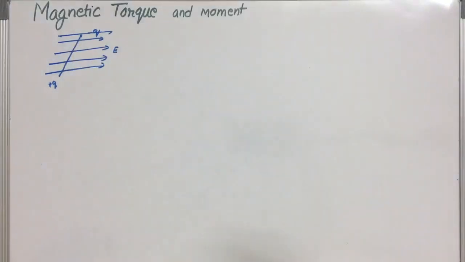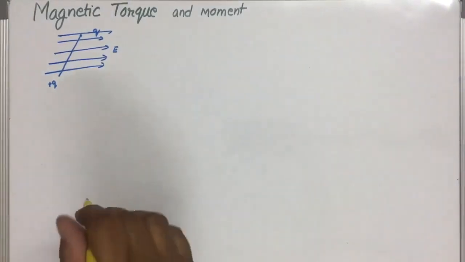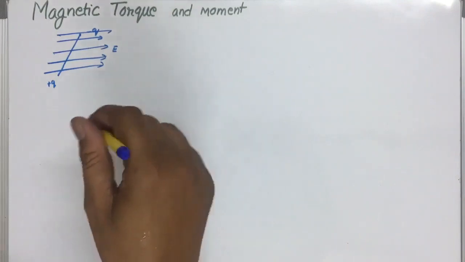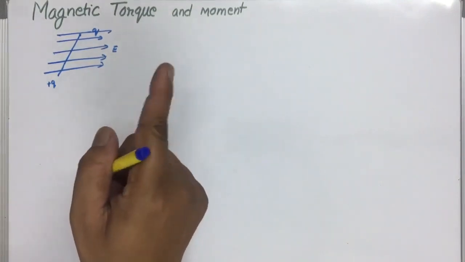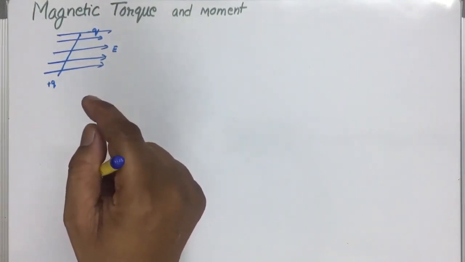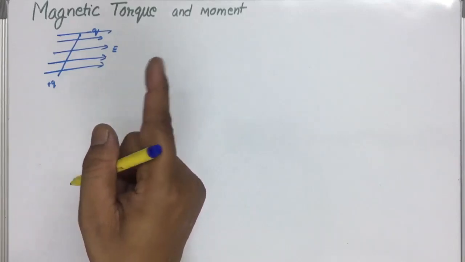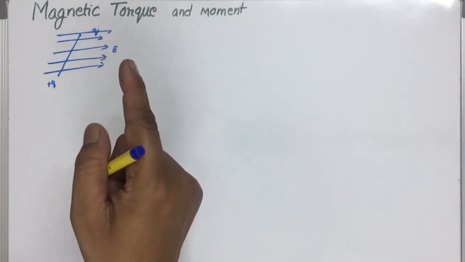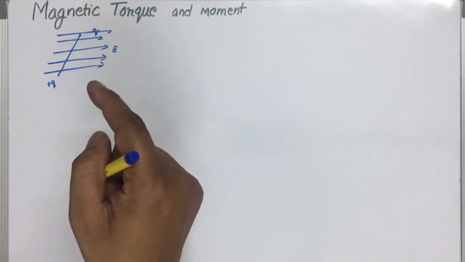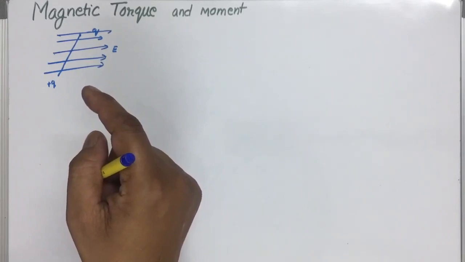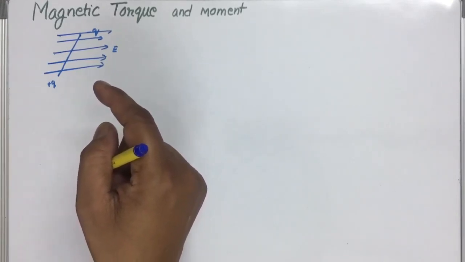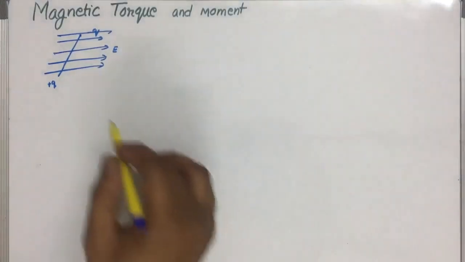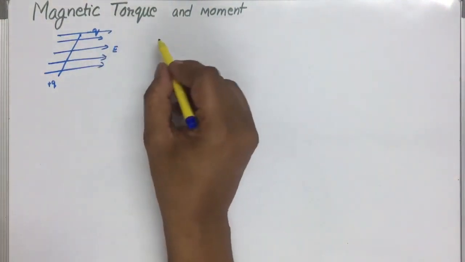placed. We know that when a current carrying loop is there, it forms a north and south pole, that is, a magnetic dipole. And when a magnetic dipole is placed in a magnetic field, we will try to find the torque on that. So let us consider the similar behavior here in the magnetic field.